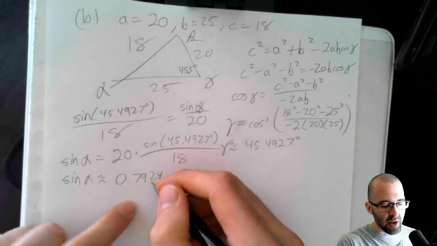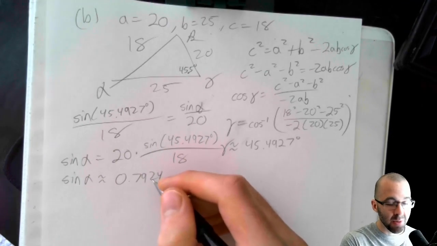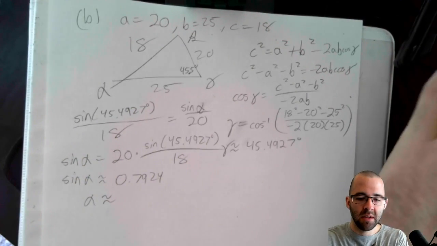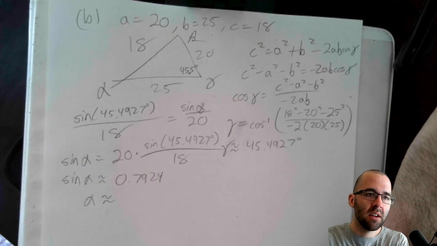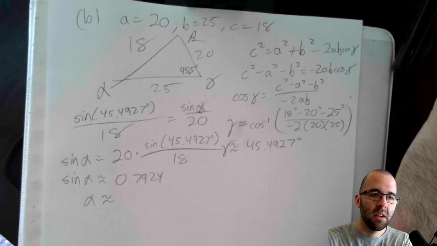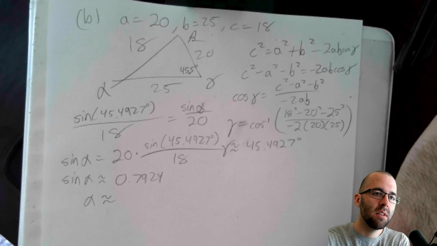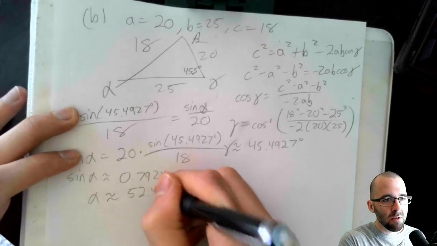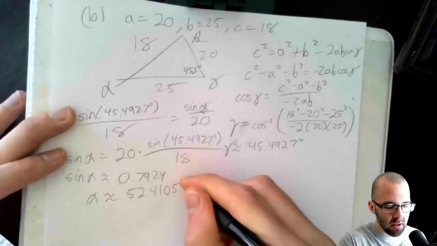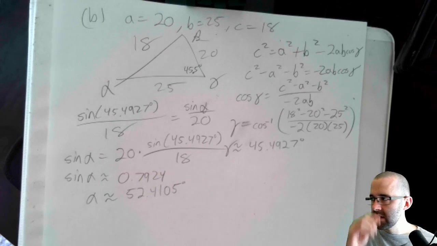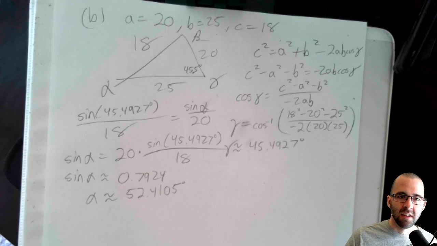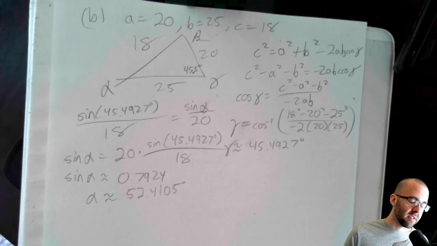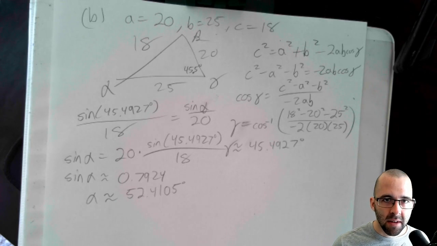So we know there's going to be 1 or 2 answers. If it were law of cosines, we know there's only going to be 1 answer. We can get alpha is approximately equal to the inverse sine of that, converted back to degrees, which is about 52.4105 degrees. Okay. So again, does this answer make sense? Or do we need alpha prime?